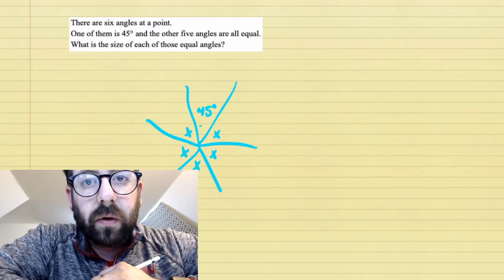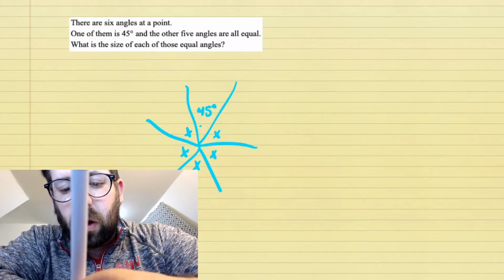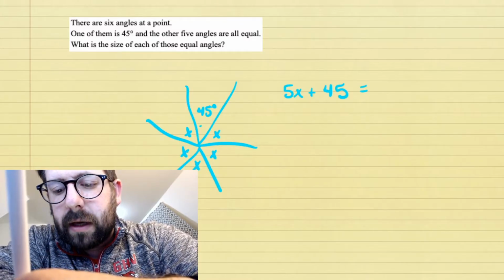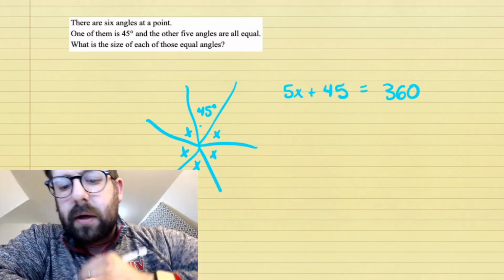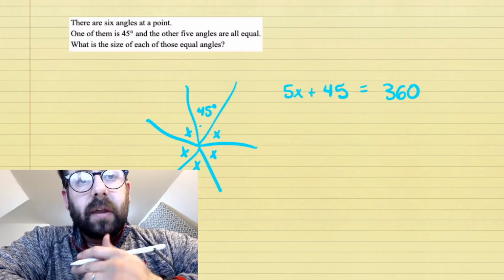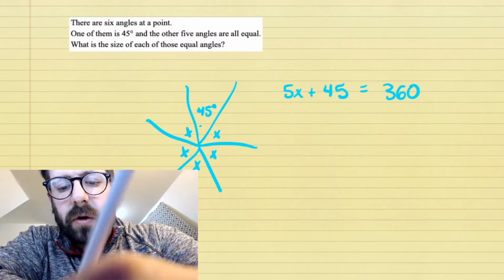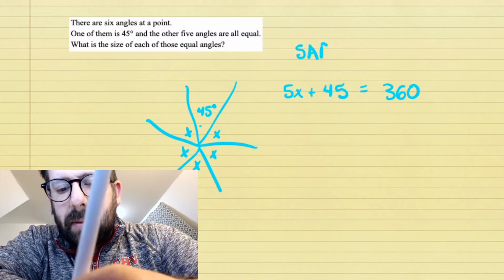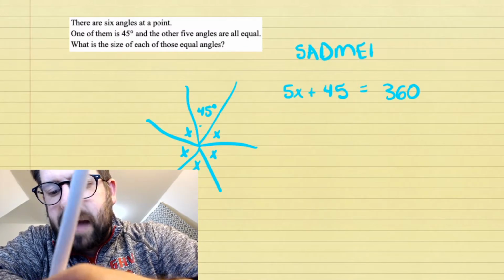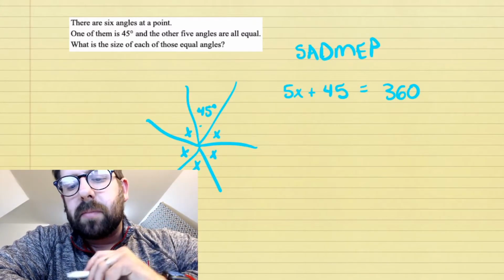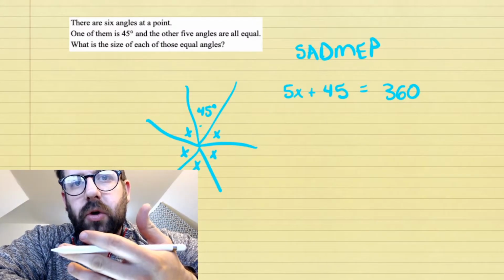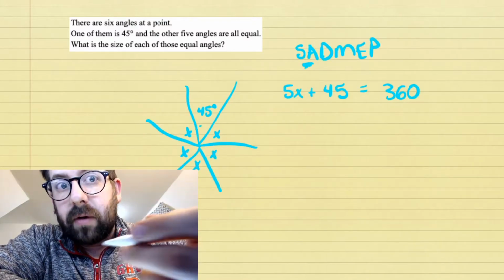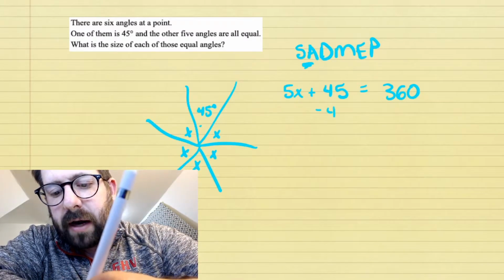What is the size of each of those angles that are equal? Okay, so there's 5 x's and that 45, and these should all add up to be 360. So, first step, if you're solving this like Algebra 1, you always have to add and subtract first. Some people have never heard the little acronym SADMEP. It's PEMDAS backwards, but this little acronym is how we solve equations, something that has an equal sign. You have to add and subtract first, so I need to get rid of any adding and subtracting numbers. So I need to subtract the 45.